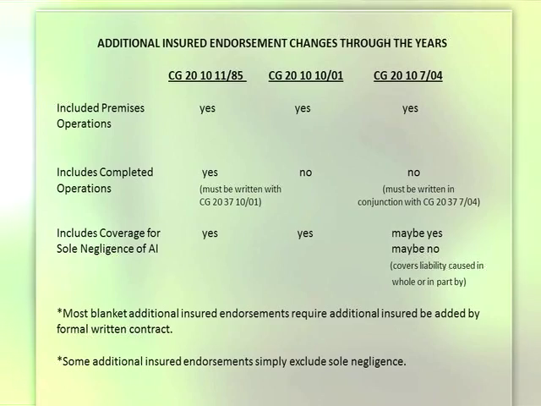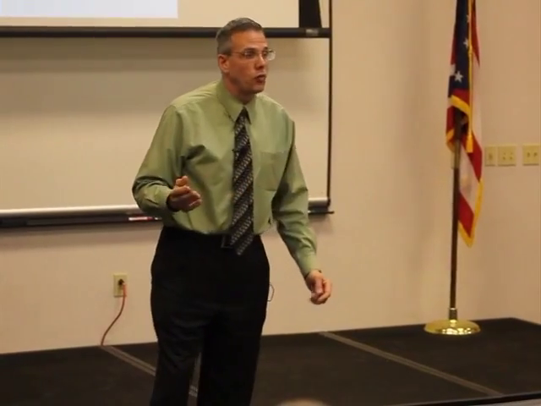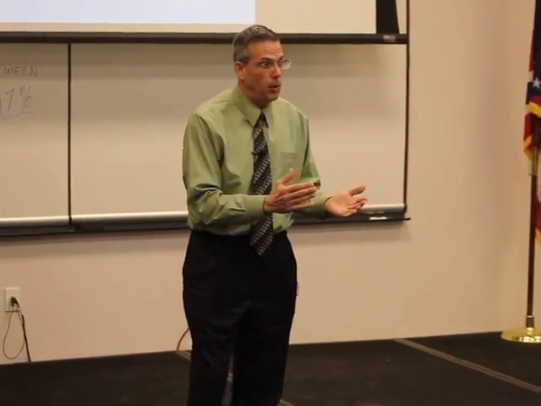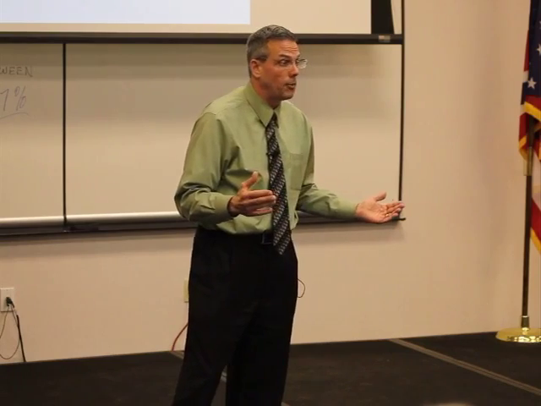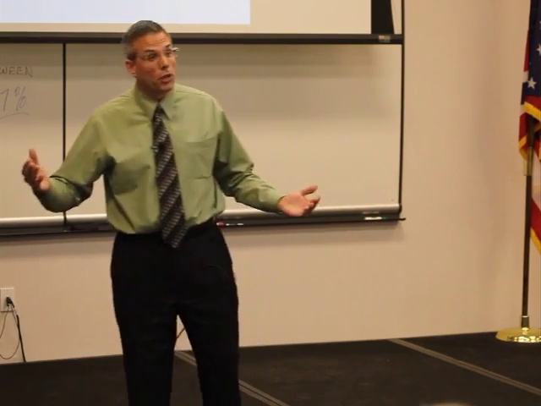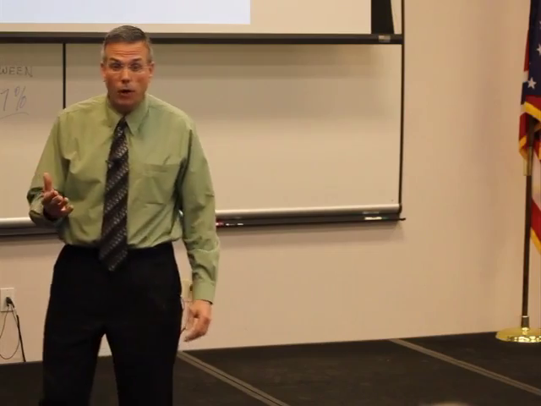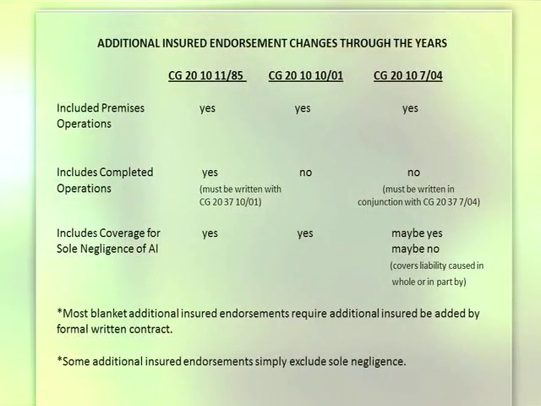These additional insured endorsements have undergone changes over the years. In 1993, there was another additional insured endorsement that came out that did not provide additional insurance for products and completed operations. That was deemed unacceptable by the construction industry, and rightfully so. So in 2001, another endorsement came out. That was the CG 2010-01.